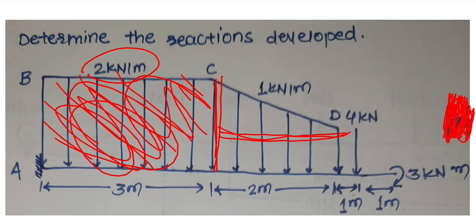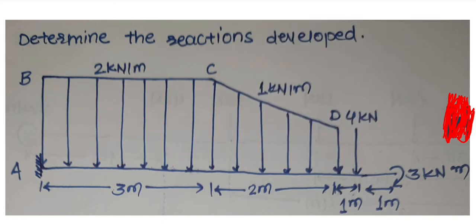Now consider this part. At point D we have drawn a perpendicular, so it will be a uniformly distributed load. At point D the force was 1 kN per meter. So in this green area, there will be a uniformly distributed load of 1 kN per meter. Lastly, we have this remaining area.